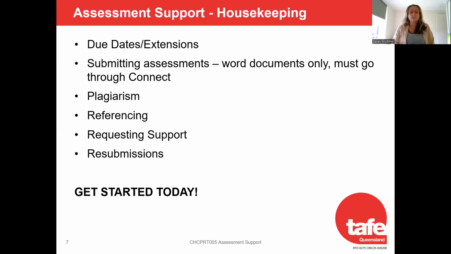Okay, submitting assessments: Word documents only, and they must go through Connect. No sending by email, please. They won't be accepted by email. Plagiarism: work must be in your own words. No copy and pasting from the learner guide, no copy and pasting from outside resources, just no copy and pasting. You can find information, read it over, and then rewrite it in your own words. Okay, that's all we're asking you to do. Find the information, take it in, and rewrite it in your own words.